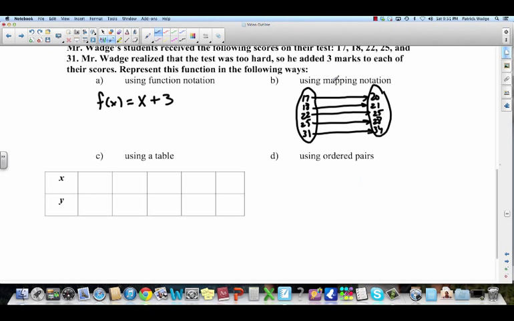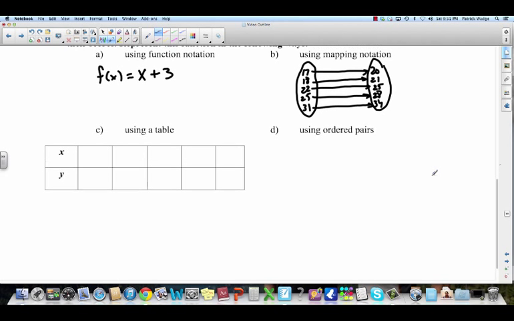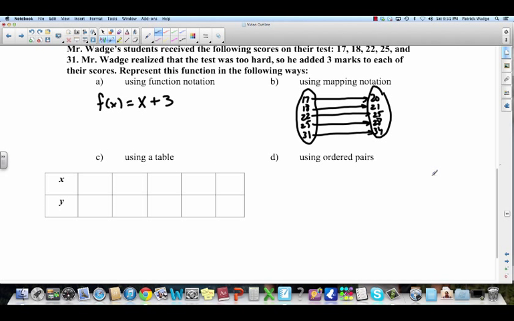By the way, is this a function, a one-to-one function, or neither? This is a one-to-one function, isn't it? Hope that makes sense. Okay, next one, using a table. Well, it just gets easier and easier. My x values are 17, 18, 22, 25, and 31. And my y values that go with it are 20, 21, 25, 28, and 34.